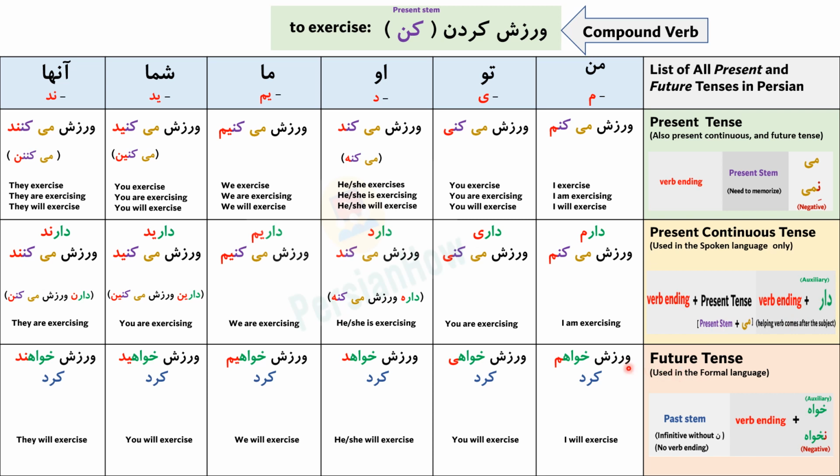Future tense ورزش خواهم کرد. ورزش خواهی کرد. ورزش خواهد کرد. ورزش خواهیم کرد. ورزش خواهید کرد. ورزش خواهند کرد. And for the negative, خواه changes to نخواه. So ورزش نخواهم کرد would be the negative, and the same for all the other ones.